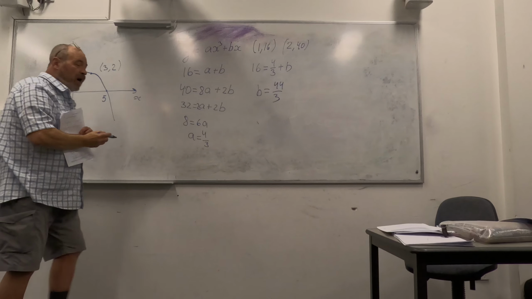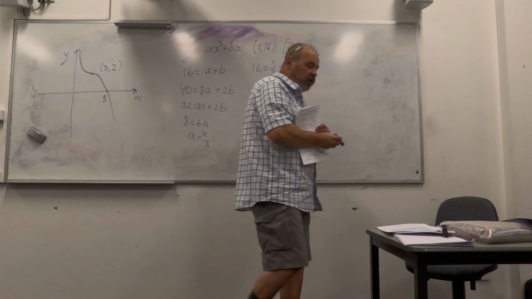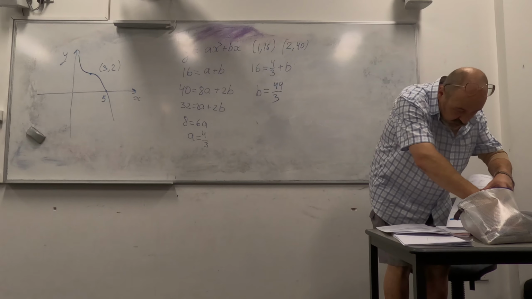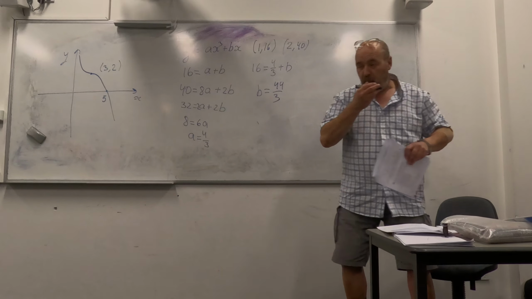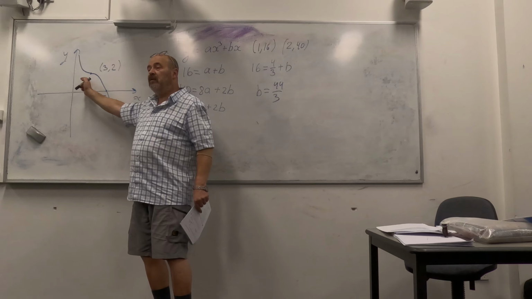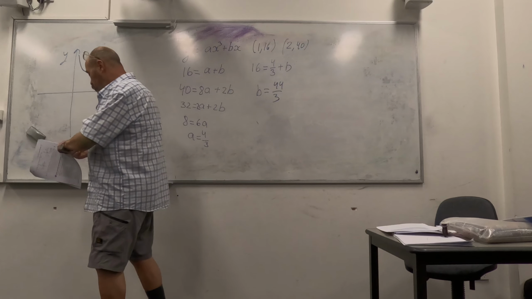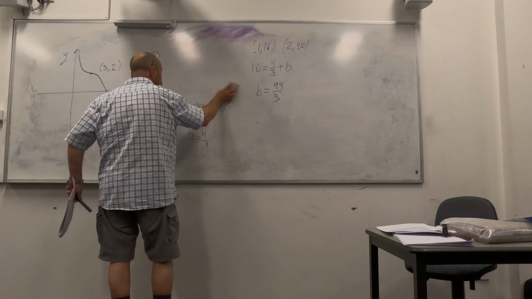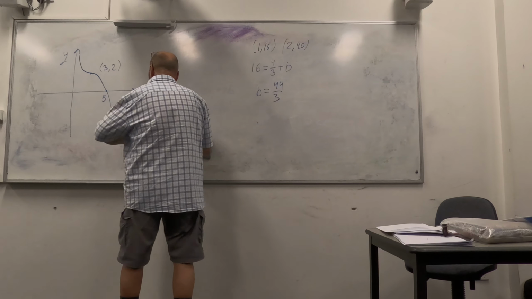We need to find the equation of this graph. What we know straight away from the graph is the point of inflection. So we can write the equation.